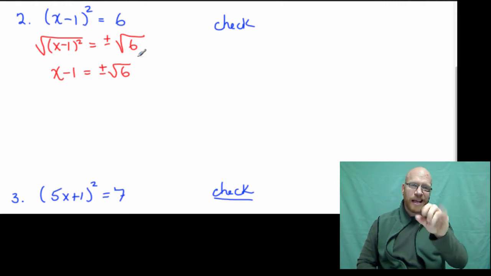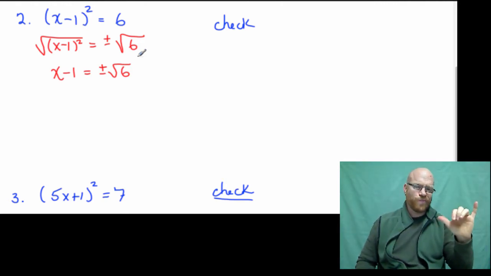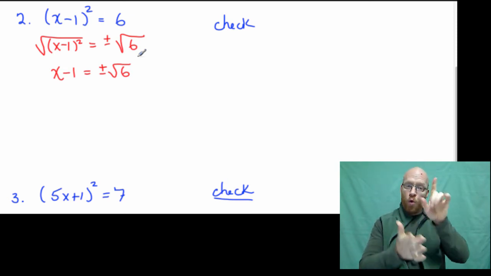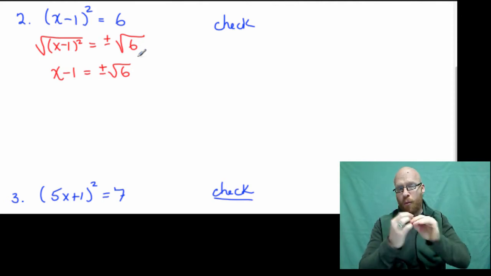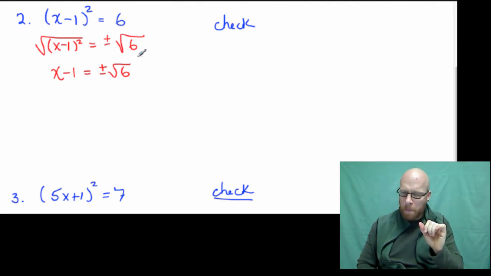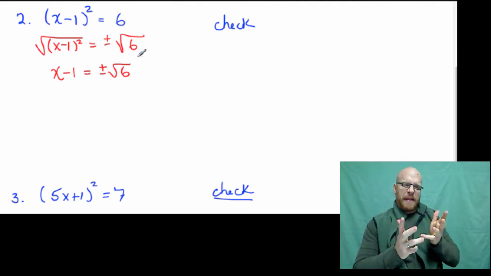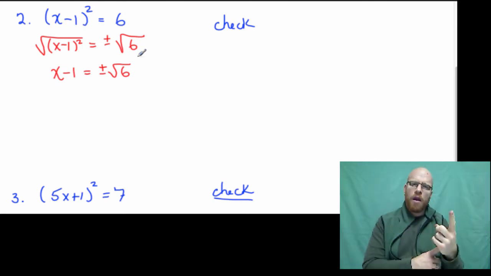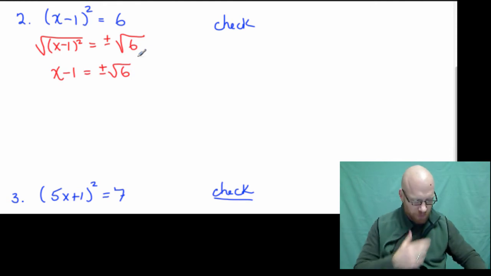I could convert it to a decimal, but really this is an irrational number, meaning the decimal goes on forever without repeating or stopping. And I don't want to estimate it. I like to keep the square root of 6 as it is. It's more accurate. And it will check more accurately in the future, so we'll leave it the way it is. Okay? But we're going to add 1 to both sides. And we'll see how this works out.